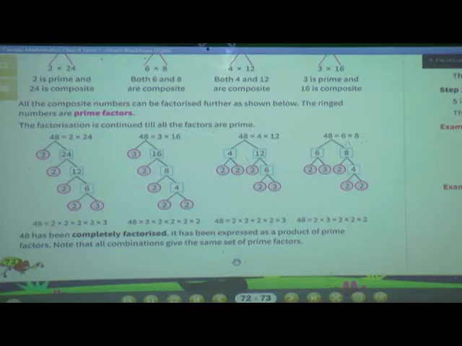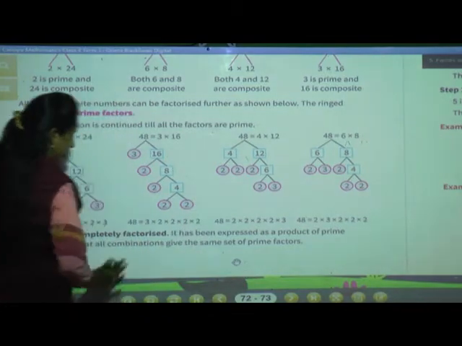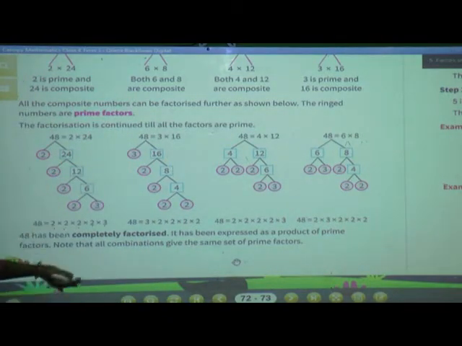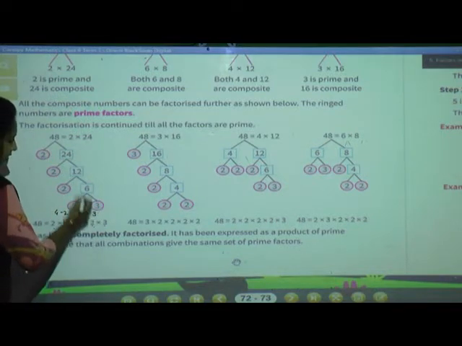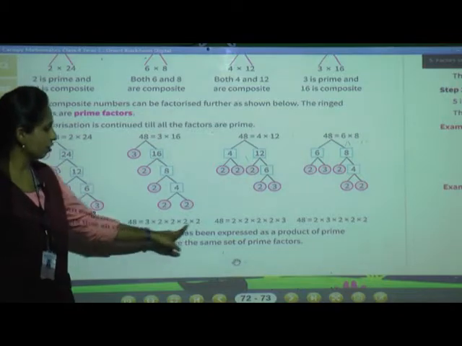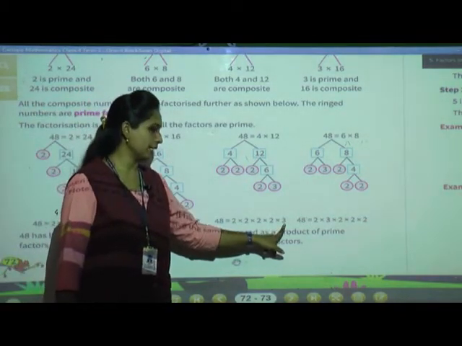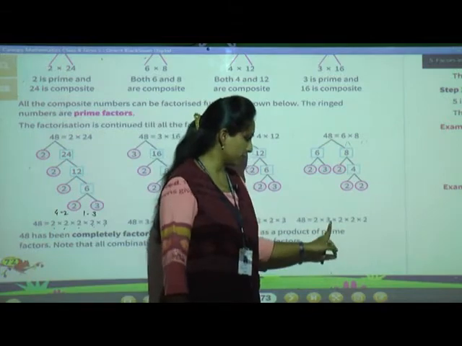So 48 has been completely factorized. It has been expressed as a product of prime factors. So note that all combinations give the same set of prime factors. You can see here 1, 2, 3, 4, 5 numbers are there. In each set 5 prime factors are there, and the same numbers also: 4 times 2 and 1 time 3. See here also 1 time 3, 4 times 2. 4 times 2, 1 time 3.